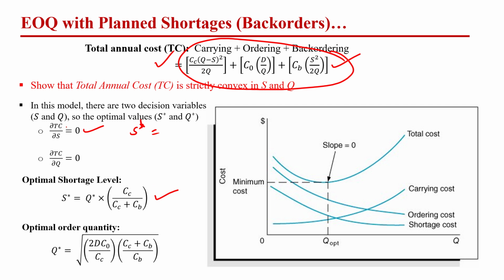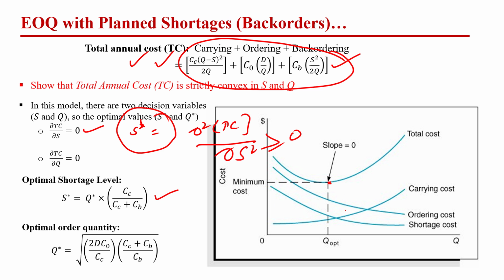After that, we are going to take the second order derivative with respect to S. If the second order derivative is greater than or equal to 0, then we can say that against this S quantity, this total cost will be the minimum total cost. That is basically this one.